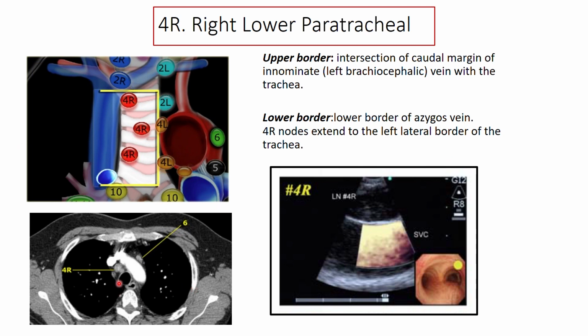So here you can see this is your 4R node, and you will be progressing beyond the innominate vein and then approaching the 4R node, which will have a lower border demarcated by the azygous vein.